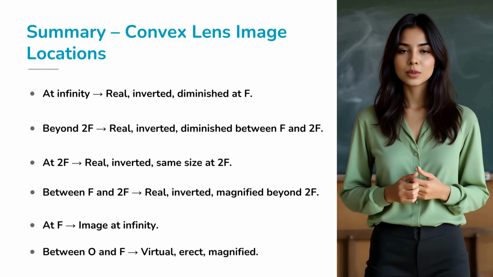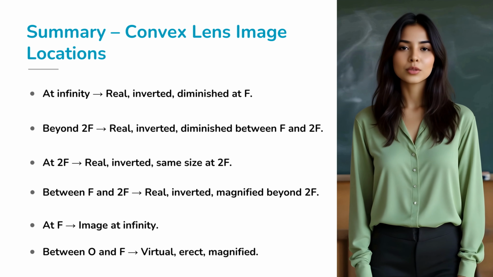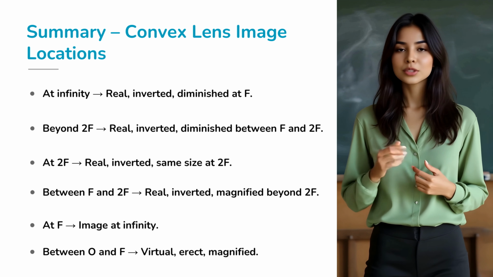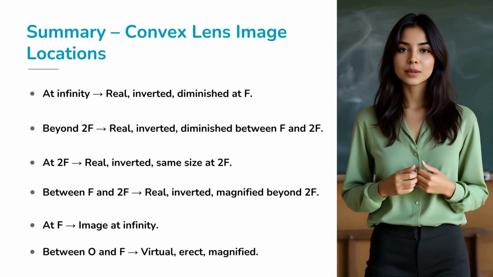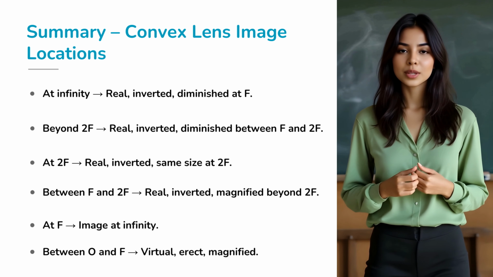So, the big takeaway: a single convex lens is like a multi-talented performer, sometimes reducing, sometimes enlarging, sometimes flipping upside down, and sometimes keeping things upright. The key is simply where you place the object.